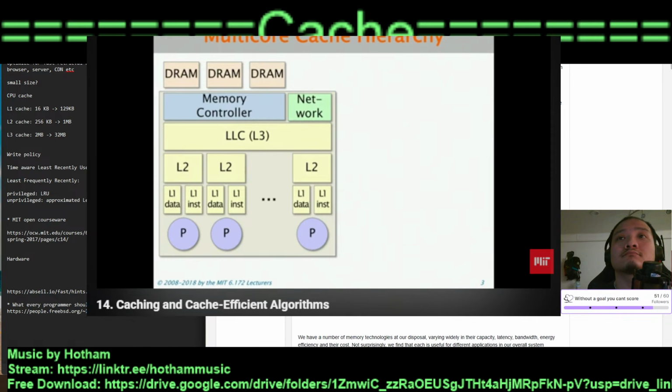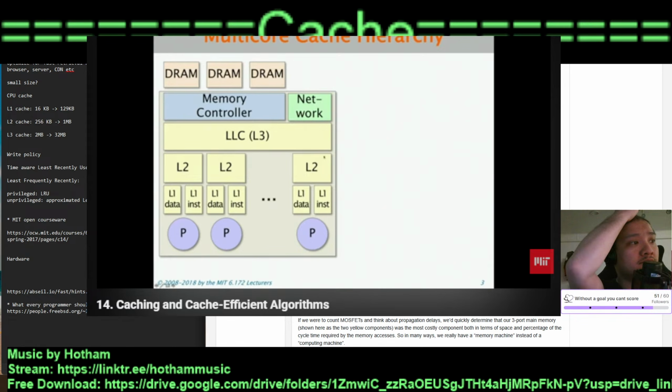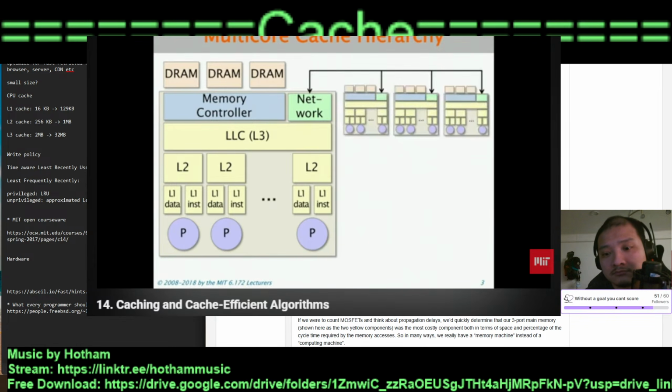We have a whole bunch of processors. They all have their own private L1 caches for both the data as well as the instruction. They also have a private L2 cache, and then they share a last level cache or L3 cache, which is also called LLC. They're all connected to a memory controller that can access DRAM, and then oftentimes you'll have multiple chips on the same server, and these chips would be connected through a network. So here we have a bunch of multi-core chips that are connected together.